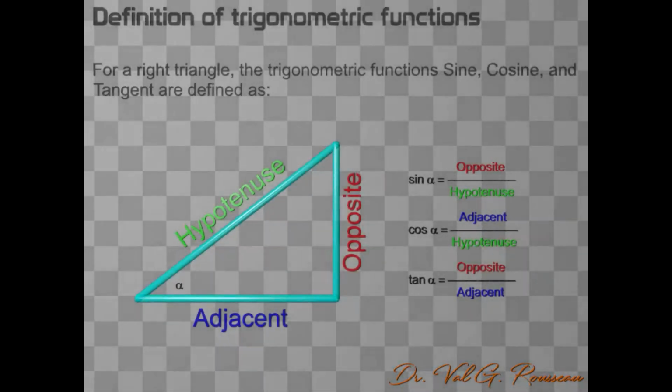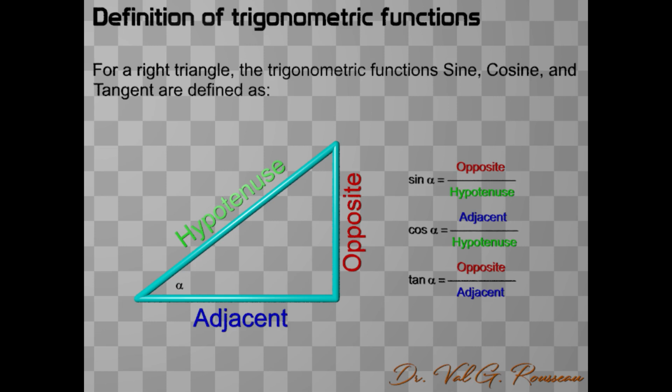Previously, we defined three trigonometric functions. For a right triangle with an angle alpha, the sine of the angle is defined as the ratio opposite over hypotenuse. The cosine is the ratio adjacent over hypotenuse, and the tangent is the ratio opposite over adjacent.